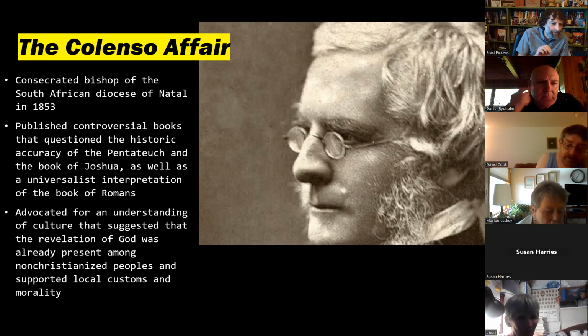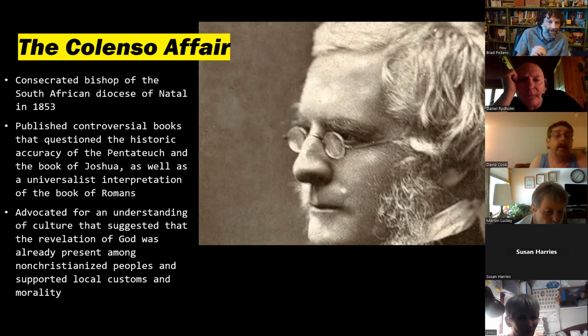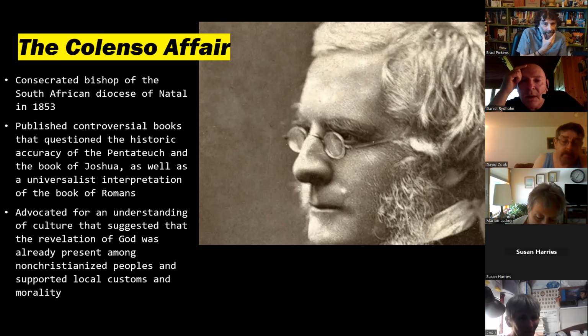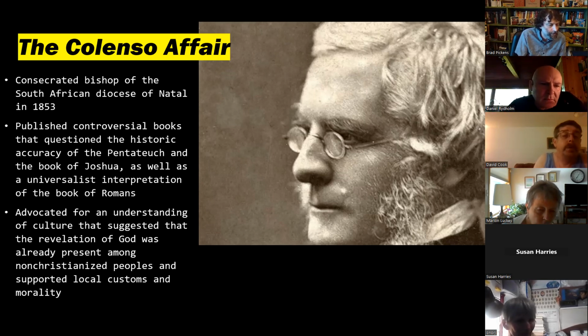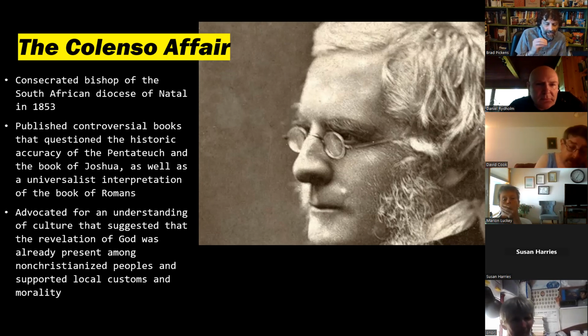He is a student and a friend of Frederick Denison Maurice, who's one of the great theologians of the Anglican tradition. And he is advocating for an understanding of culture that suggests that the revelation of God is already present among non-Christian people. And he supports local customs and forms of morality. This is, again, a deeply controversial position.